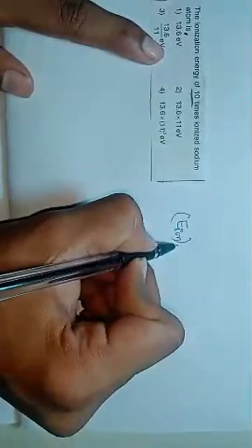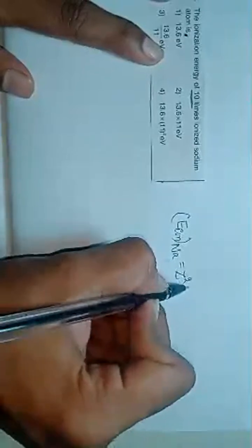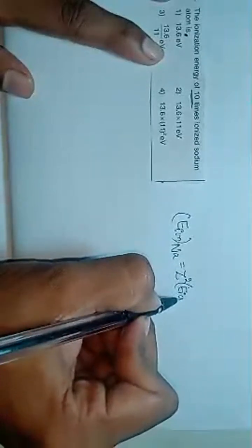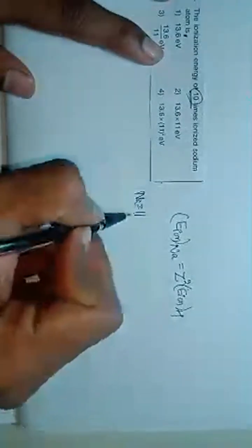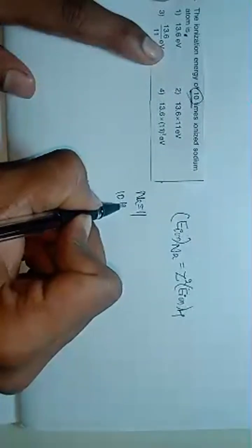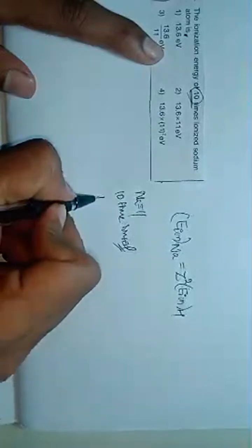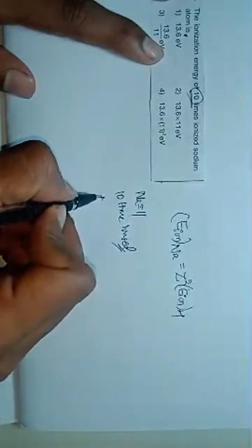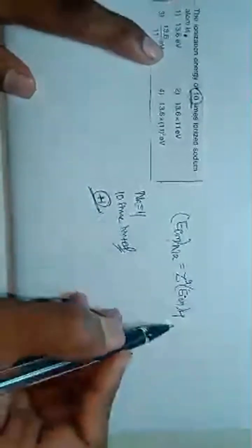Ionization energy of the sodium is equal to Z square times the ionization energy of the hydrogen atom, right? 10 times ionized means 10 electrons are removed from the sodium atom, that is sodium having atomic number 11. So only one proton's worth of electron is left, only one electron left. That means it is of the type of a hydrogen atom.